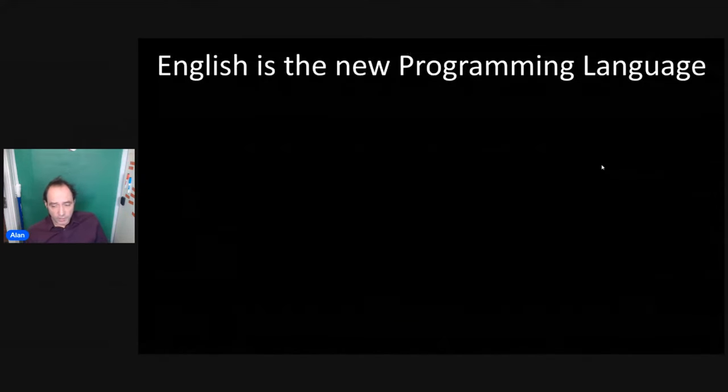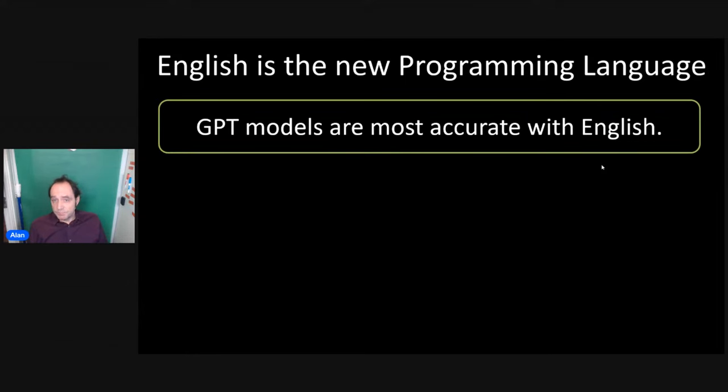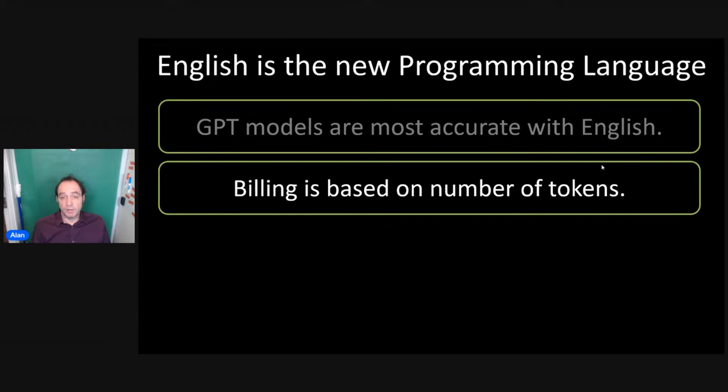So one of the things that I've heard is English is the new programming language. Even if you're not an English speaker, you should endeavor to write your prompts in English and supply as much information as you can to the models in English, because it understands that better. GPT models are most accurate within English. They have the most accuracy.